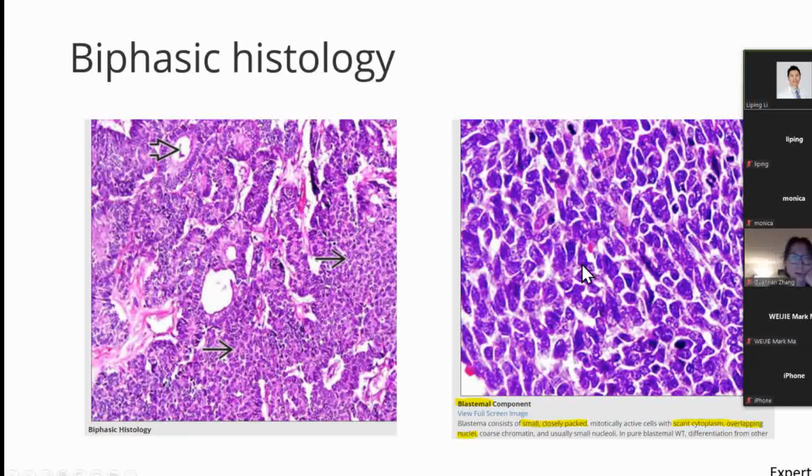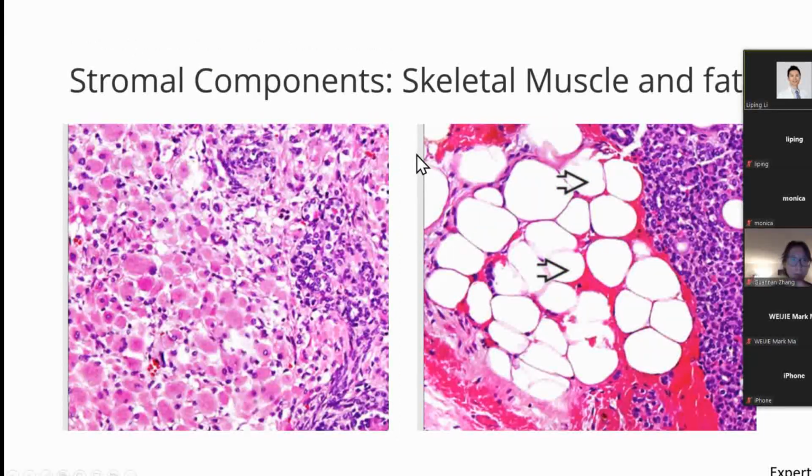You can see again, this cell with very minimal cytoplasm, and the cell is not round. They have different kinds of shape, and this mitotic figure is really easy to find. And the cells have nuclear molding. That means the nuclei kind of overlap with each other. And here we just show the stroma component can have different kinds of differentiation. So they can differentiate into this skeletal muscle. We can see this eosinophilic cytoplasm, eccentric nuclei, and this stroma component can also differentiate into fat.